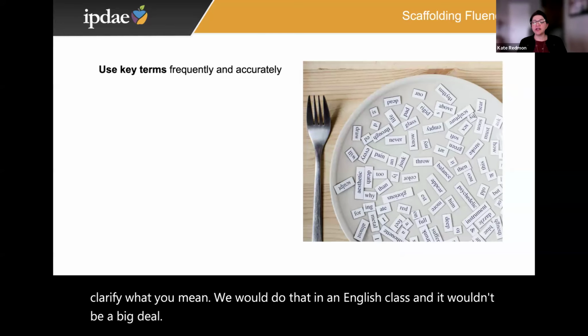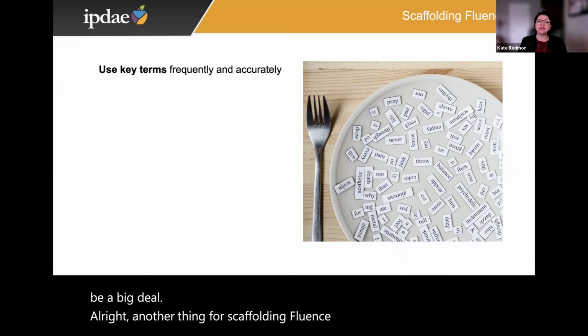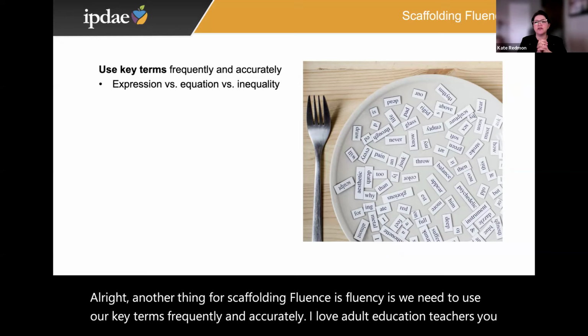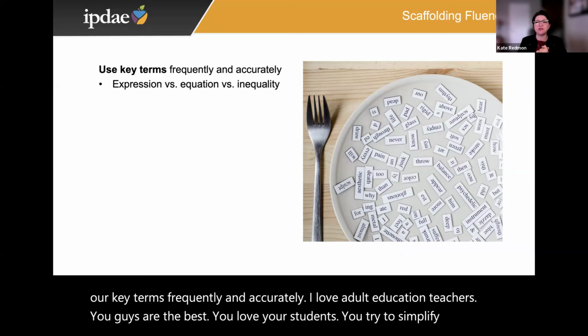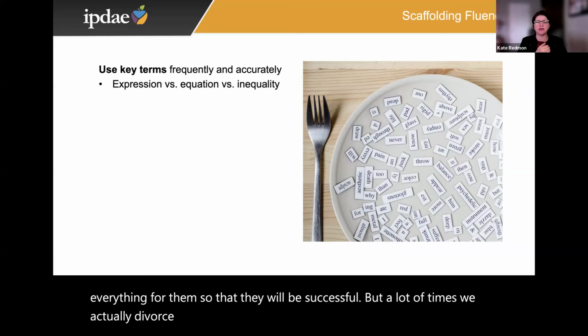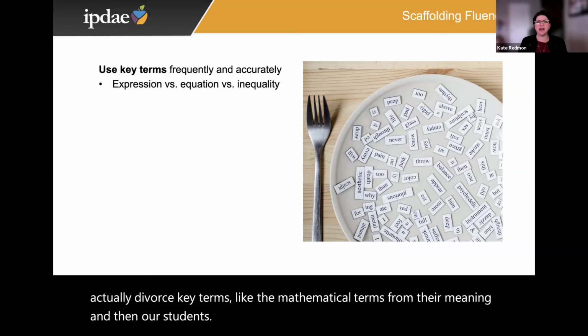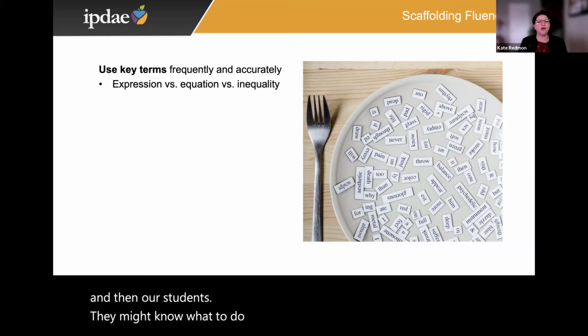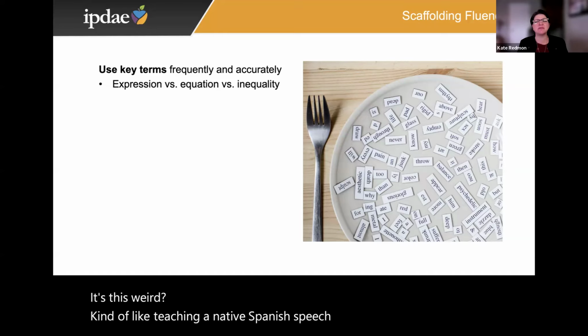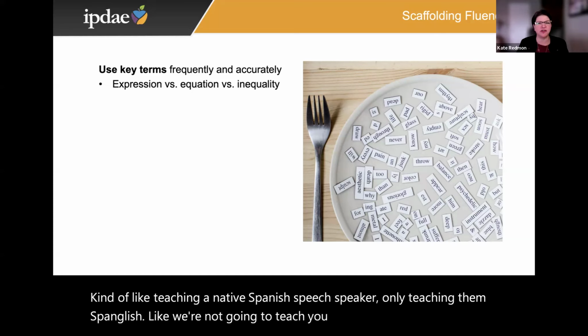All right. Another thing for scaffolding fluency is we need to use our key terms frequently and accurately. I love adult education teachers. You guys are the best. You love your students. You try to simplify everything for them so that they will be successful. But a lot of times we actually divorce key terms, like the mathematical terms, from their meaning. And then our students might know what to do, but they don't know what's going on. It's kind of like teaching a native Spanish speaker only Spanglish. Like, we're not going to teach you all of it, just enough for you to get by.